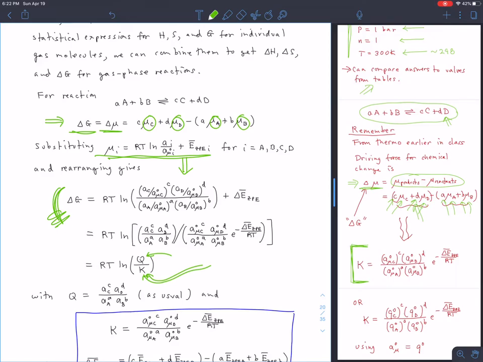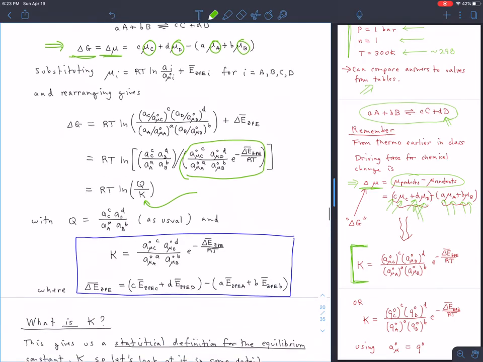Here's the final result, that the free energy change for reaction is equal to RT log Q over K. That's exactly what we got in thermodynamics. I haven't changed anything from that. Except that now this K isn't just a number that we have to get from experiment. It's a bunch of stuff all packaged into one bundle. This stuff right here comes from the molecular properties of the gas molecules themselves.